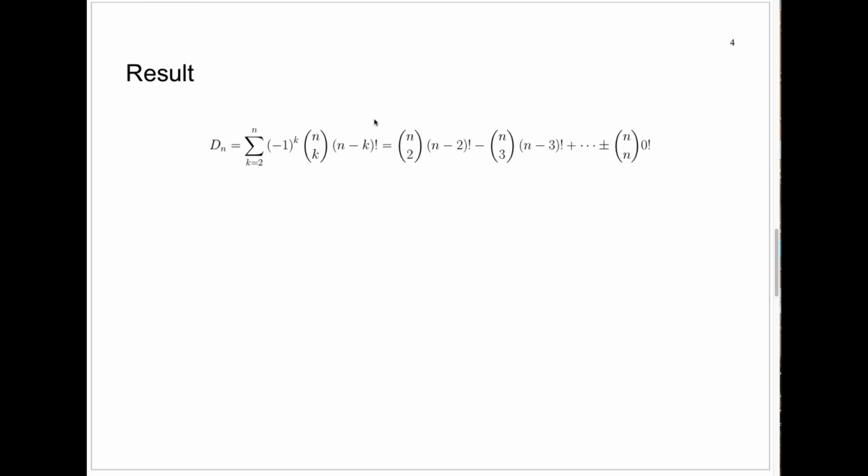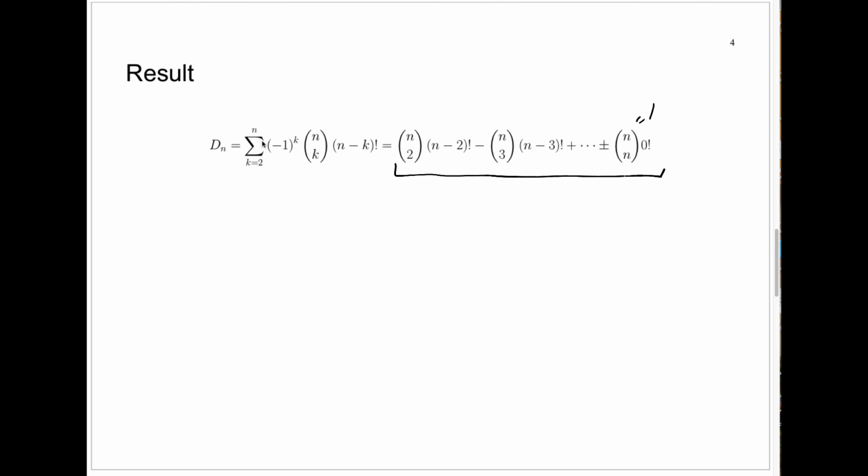Really we just have these terms. And so if we write it like this, it's what I had just written before. Remember, this last term is just 1. We can write d sub n as the sum of n choose 2 times n minus 2 factorial, minus n choose 3 times n minus 3 factorial, all the way up to n choose n times 0 factorial, which is just 1. If we put that in compact notation, we can sum that from k equals 0 to n, but it's just as good to start with k equals 2 to n, because the 0 and the 1 term cancel.